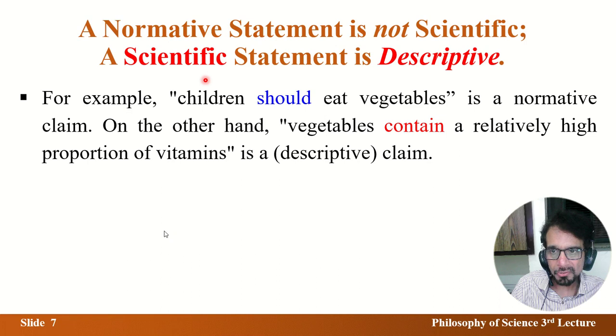Sorry, before that, I have a slide which gives you some more practice with the word normative. A normative statement is not scientific. A scientific statement is descriptive. For comparison, pay attention to this example: when you say children should use vegetables, that's normative, as I said before. But if you say vegetables contain a relatively high proportion of vitamins, that "contain" is the present tense, and it is a description.